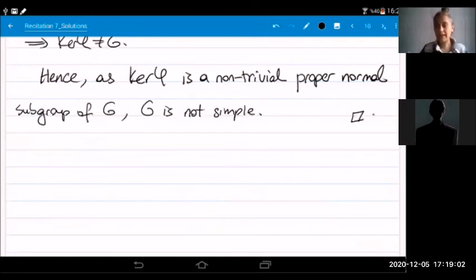So in every case, we have found a non-trivial proper normal subgroup of G. So G cannot be simple if the order is 72. Any questions?